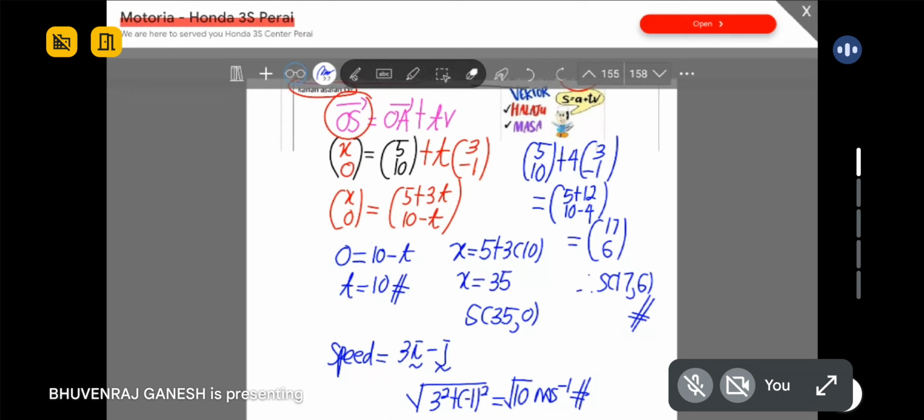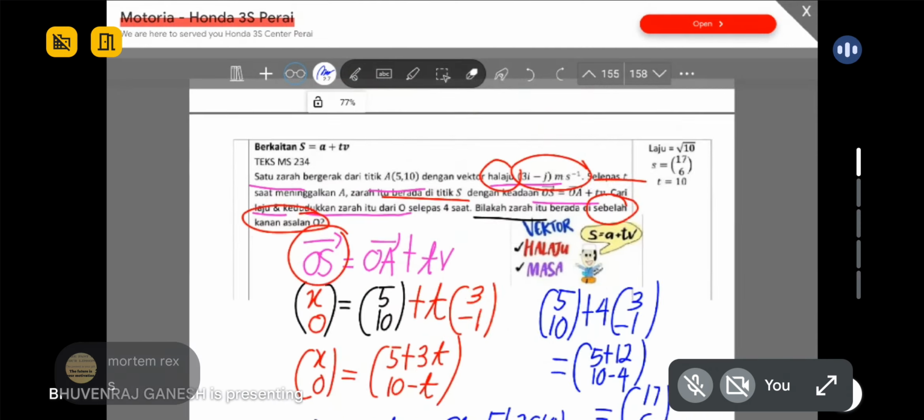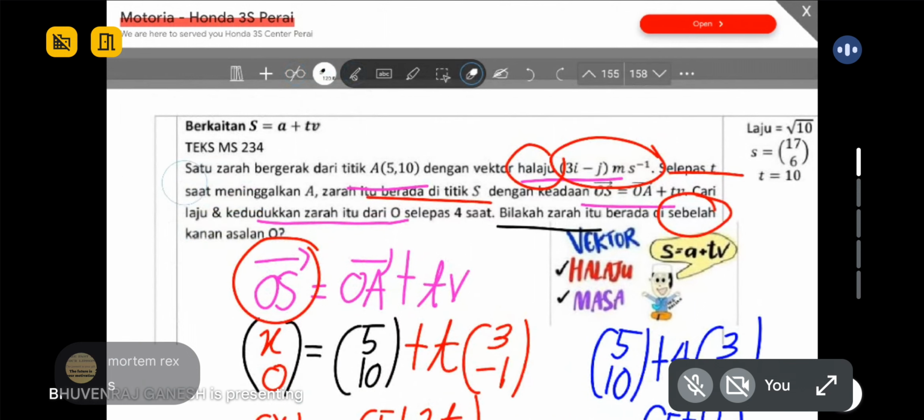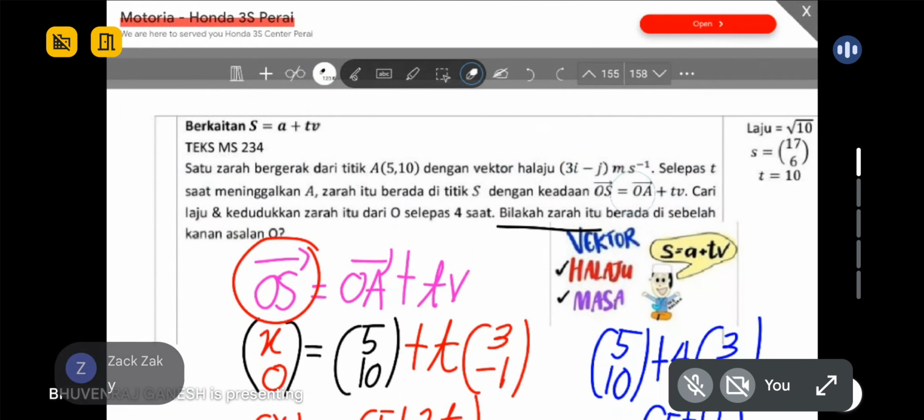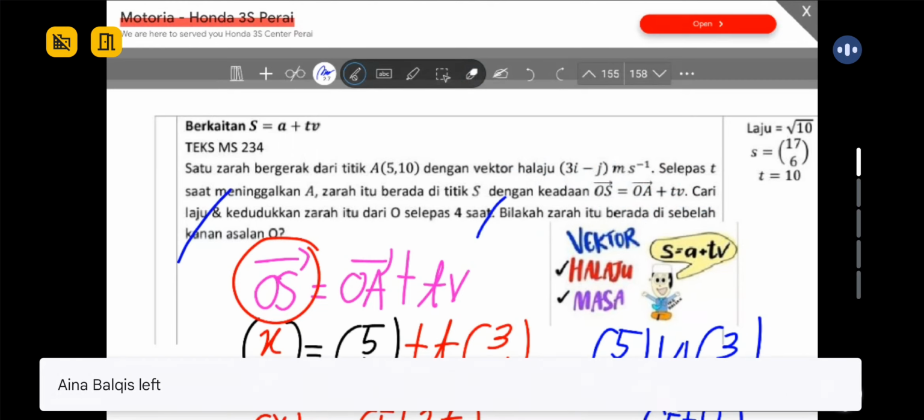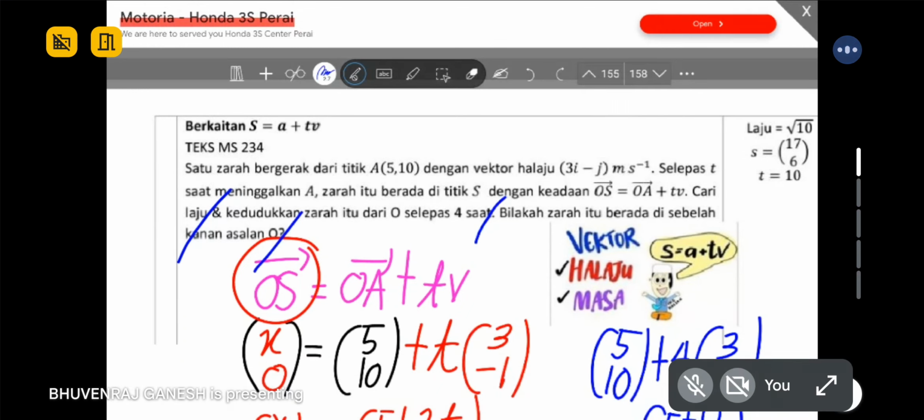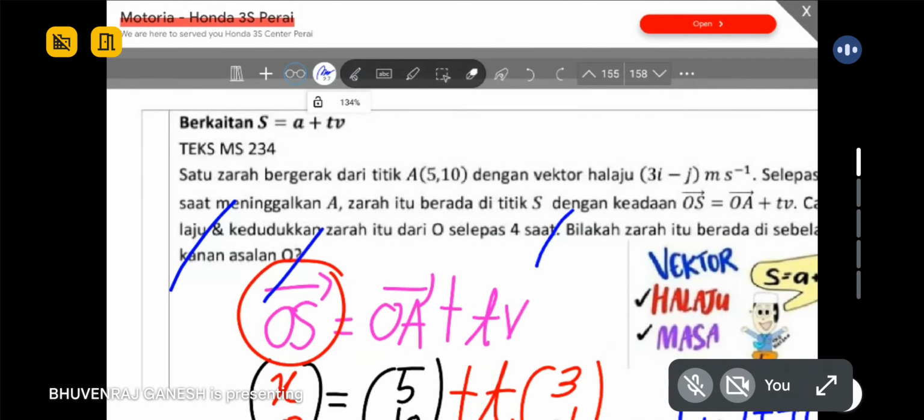Done? Sudah ambil gambar? Yes or no? Come on, come on. So one question. Yes, correct. Can you guys see over here? The question actually got 3 parts, guys. I show you all clearly, yeah. Okay, cari laju. First part. Kedudukan zara selepas 4 second. Second part. Bilakah zara sampai? Third part. So your question actually got 3 parts.